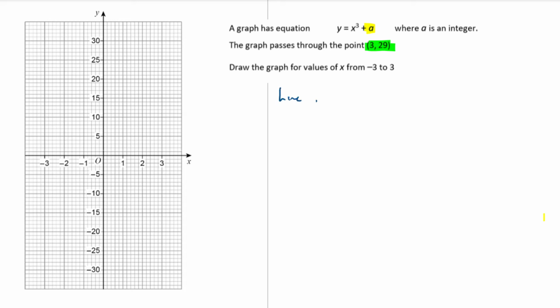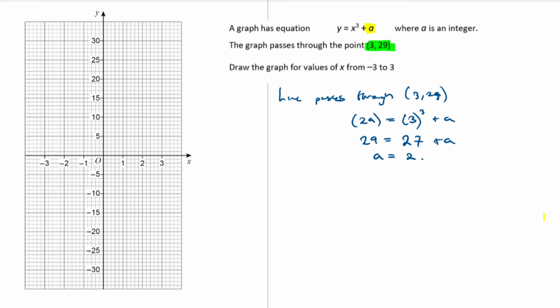So the line passes through (3, 29). That means we can sub x equals 3, y is equal to 29 into the equation. And then the only thing left in it that we don't know will be a. So we can work out a from there. So y is 29, and that is going to be equal to x, which we know is 3 at that point, 3 cubed plus a. So 29, 3 cubed is 27, isn't it? So 29 is equal to 3 cubed, which is 27, plus a, which means that a must be the difference between the two. It must be 2. Okay, so a is 2. So the equation that we've actually got then is y is equal to x cubed plus 2.